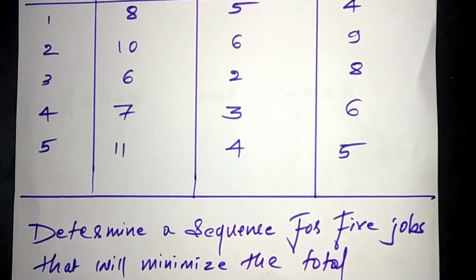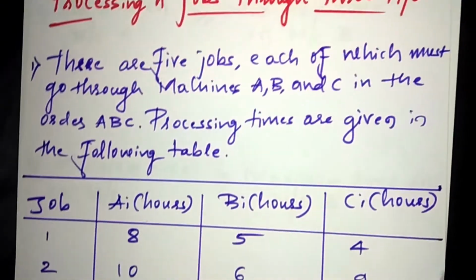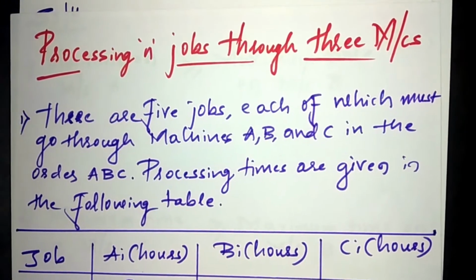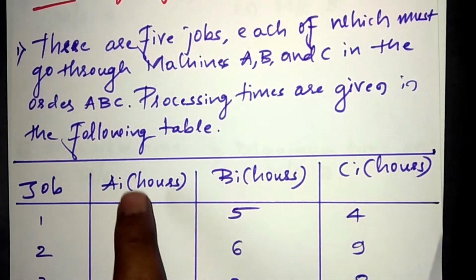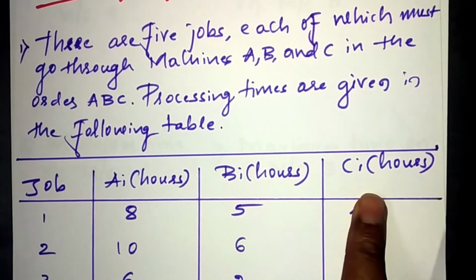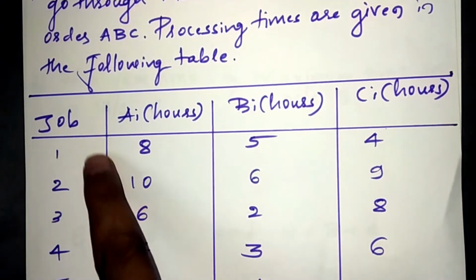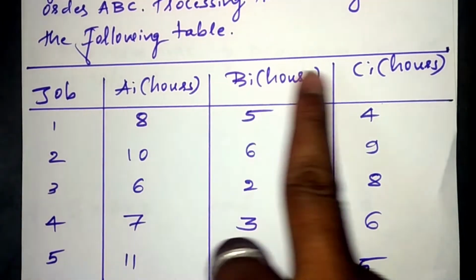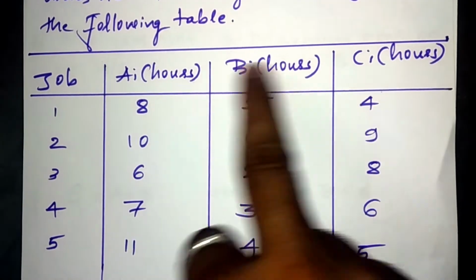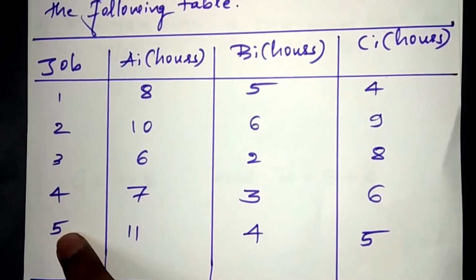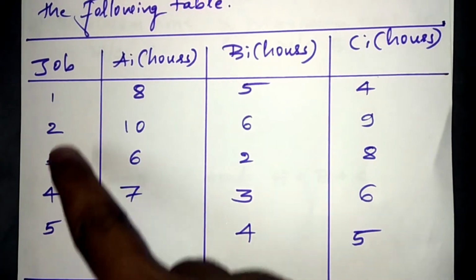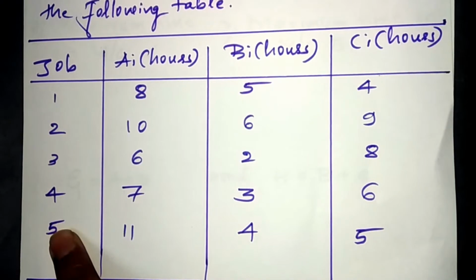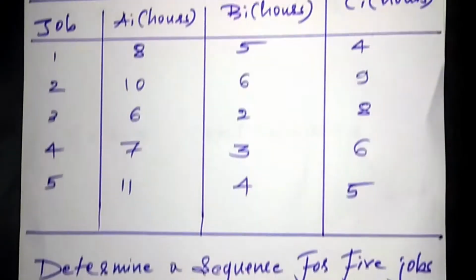So first, understand the meaning of the problem. In this type of problem, 3 machines are given, that is A, B and C, and there are 5 jobs. These 5 jobs will be processed on these 3 machines. We have to sequence these 5 jobs in such a way that the total time required to complete all the 5 jobs is as minimum as possible. That is the meaning of the total elapsed time.